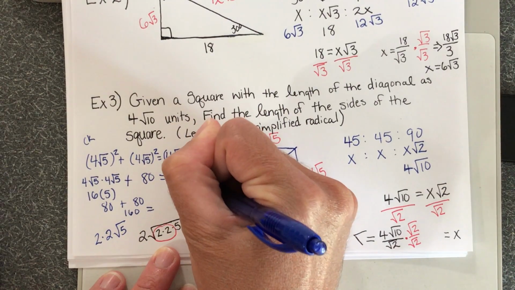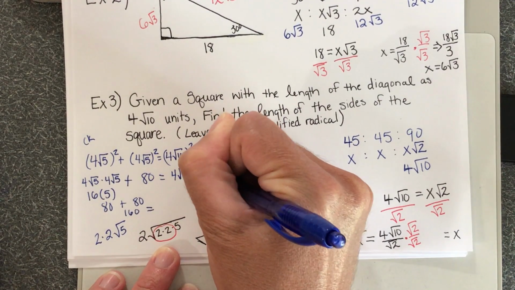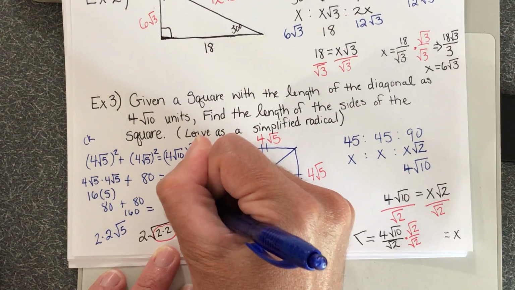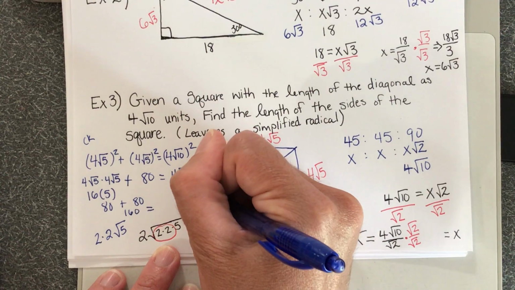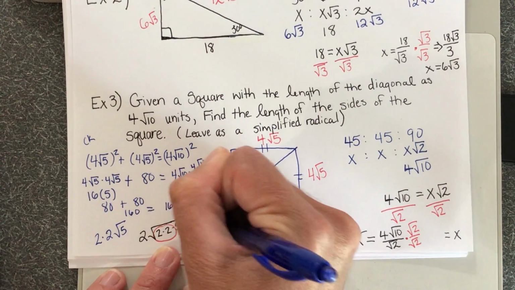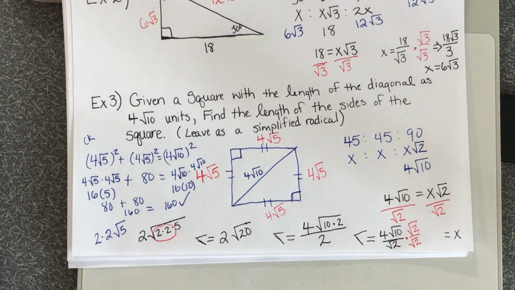4 times the square root of 10 squared? So 4 times 4 is 16. Square root of 10 times the square root of 10 is 10. And 16 times 10 is 160. So yes, I did it right. And again, this was just to check and see that what we've done is mathematically correct. This is a way to check our work.